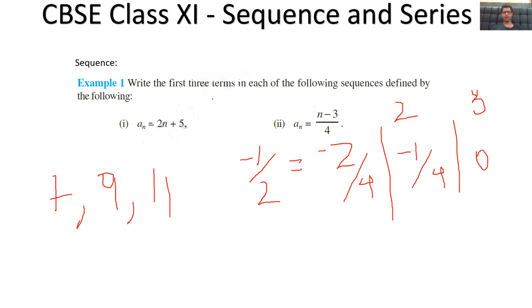So that's how we got the first 3 terms in the sequence defined by the nth term. When we insert n equals 1, we get the nth term as 2 into 1 plus 5, it's 7. When we insert n equals 2, we get 2 into 2 is 4 plus 5, that's 9. That's the second term. For the third, when n is equal to 3, we have 2 into 3, 6 plus 5, that's 11. So that's how we got the 3 terms for the sequence where an is defined by 2n plus 5.